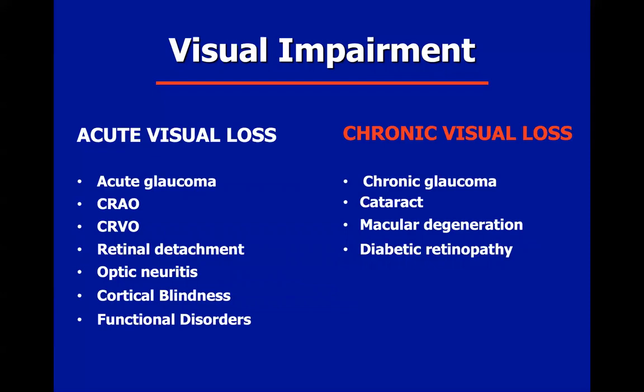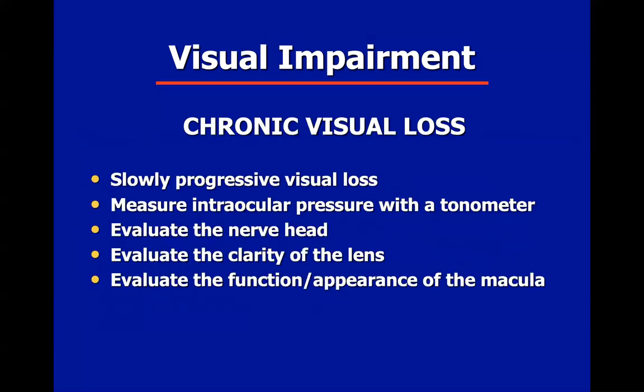So now in the chronic visual loss, we're going to be talking about chronic glaucoma, cataract, macular degeneration, and diabetic retinopathy. So the chronic visual loss, it's slowly progressive visual loss.